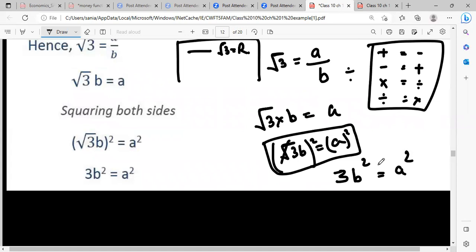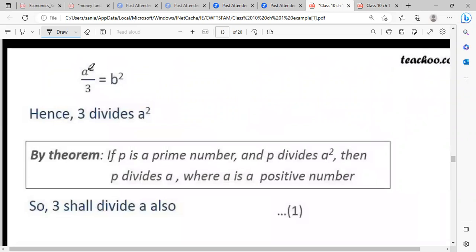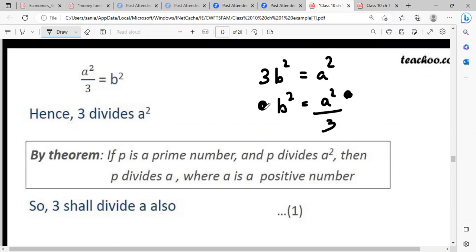Yes? Yes. Now, once you got this, it was 3B square and A square. Now this 3 will come to this side. So it will be B square equals A square divided by 3. Yes? Yes. So this means this 3 divides A as well as B, right?